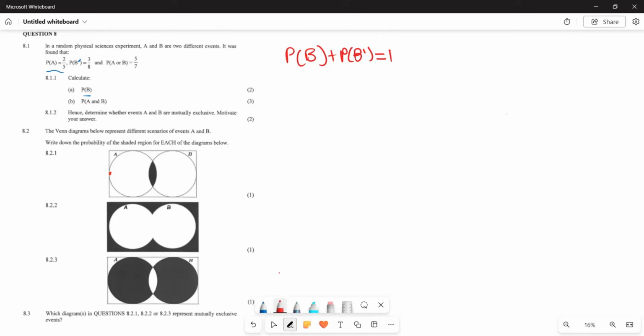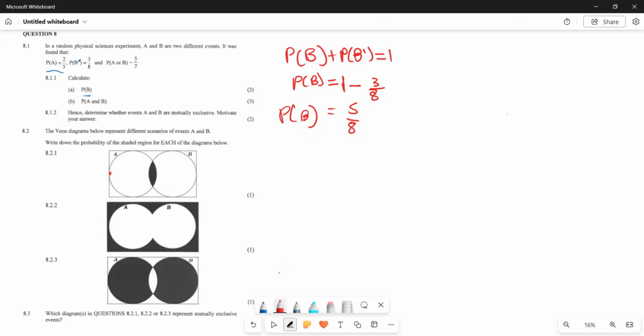You're going to say the probability of B is equal to 1 subtract the probability of not B, which was given by 3 over 8. When you plug that in the calculator, 1 subtract 3 over 8, the answer you find is 5 over 8. That is your probability of B. So this is your 2 marks for the probability of B.